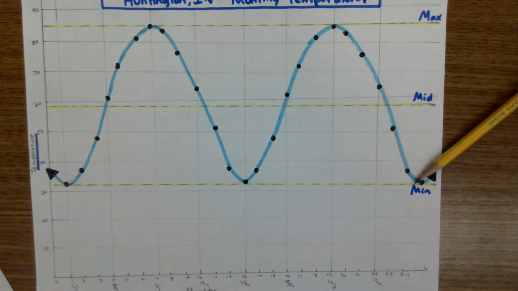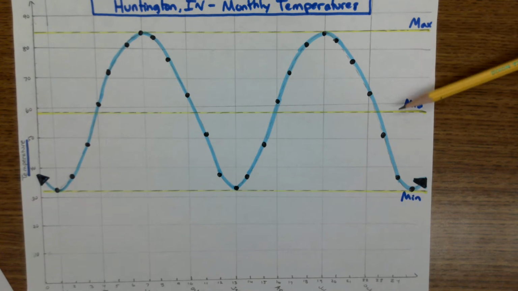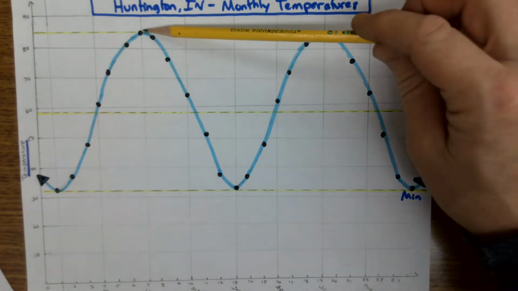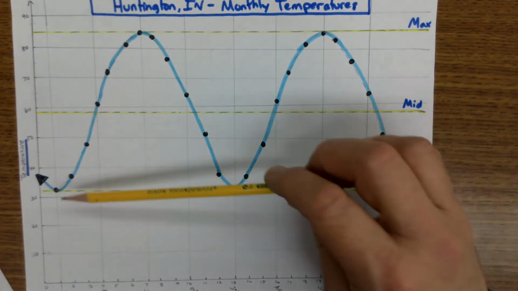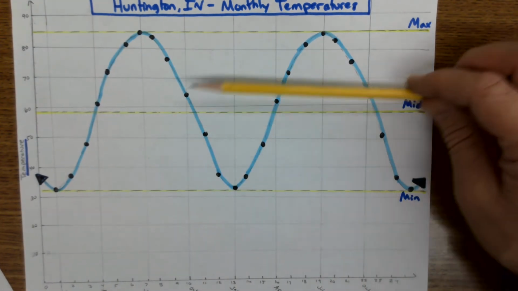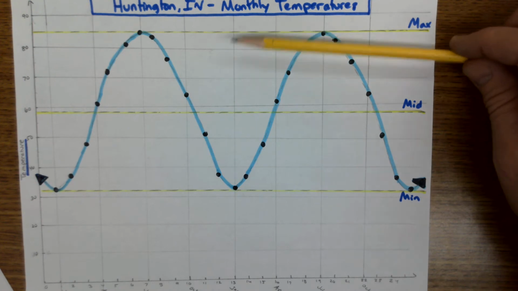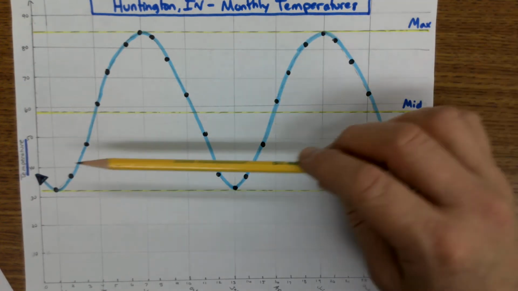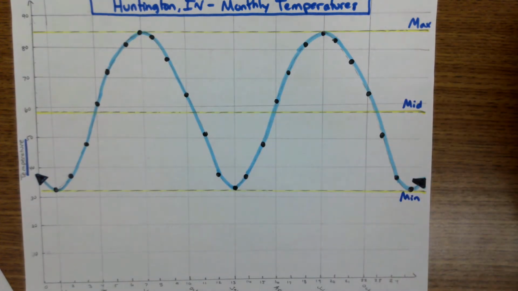It has a minimum line, maximum line, and a median line. The maximum line are the July temperatures, the minimum line are the January temperatures, and the middle is just the average of the two. So you can figure out the middle between the high and the low and draw that line in there. Then you can plot your points and draw a sine wave.